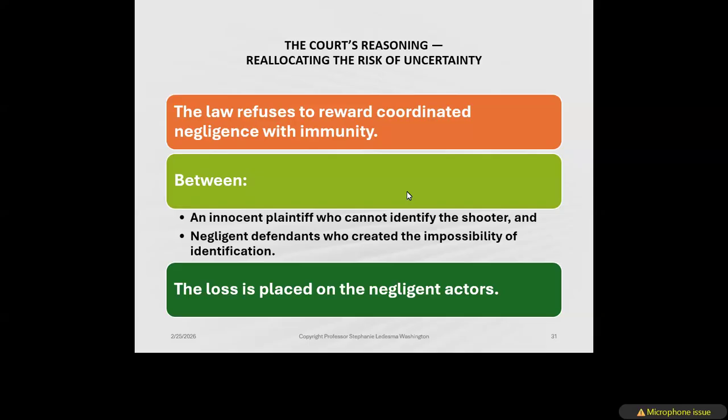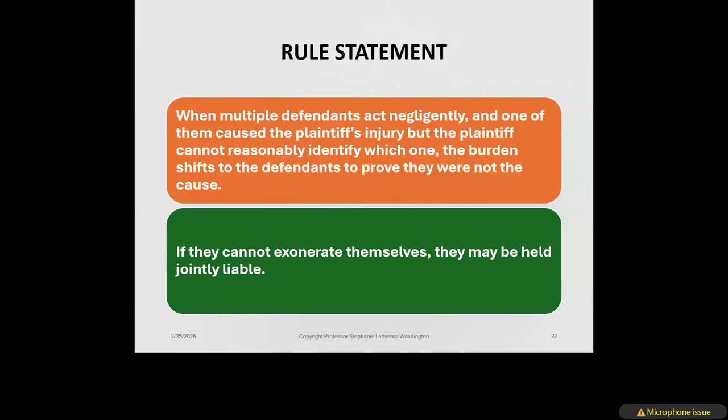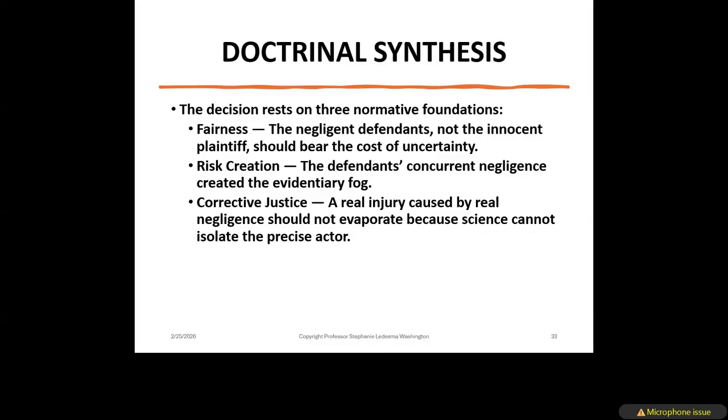Get it? Summers v. Tice gives us a rule. What's the rule? When multiple defendants act negligently and one of them caused the plaintiff's injury, but the plaintiff cannot reasonably identify which one, the burden shifts to the defendants to prove that they were not the one. If they cannot exonerate themselves, they may be held jointly liable. That is the doctrine of alternative liability.